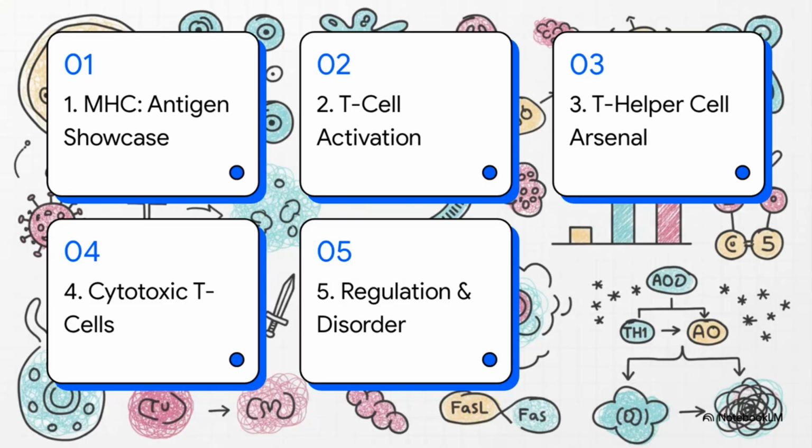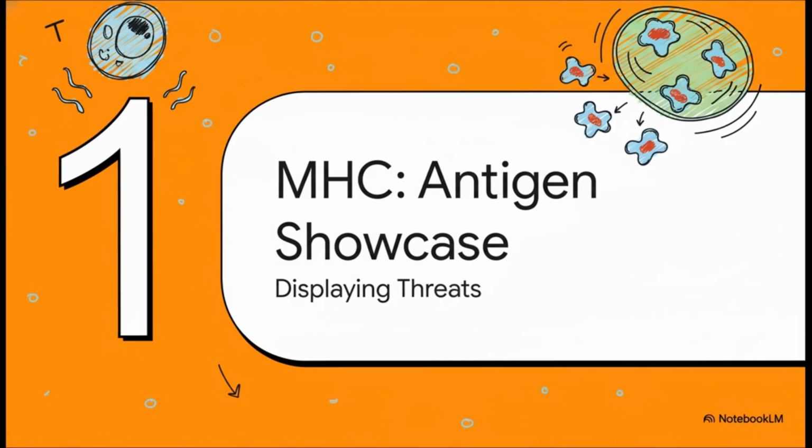So here's our game plan. First, we're going to look at something called the Major Histocompatibility Complex, or MHC. Think of it as the display case that our cells use to show off threats. Then, we'll get into the nitty-gritty of how a T cell gets activated and decides what it's going to be when it grows up. After that, we'll explore the different kinds of T helper cells, the specialists. Then we move on to the cytotoxic T cells, the actual killers. And finally, we'll wrap up with how this incredibly powerful system is kept in check and what happens when that regulation fails.